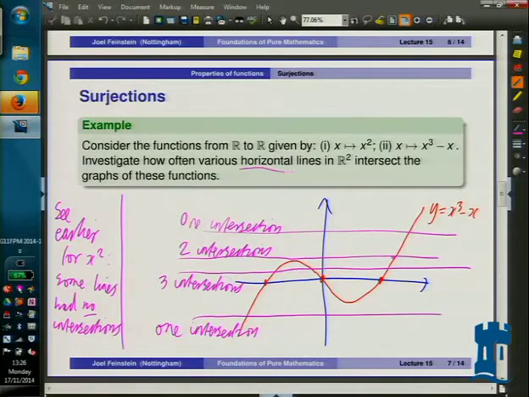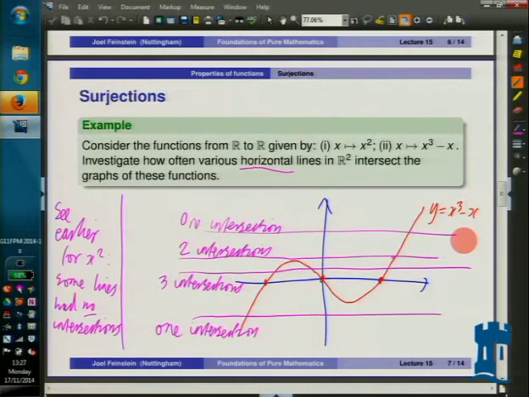Remember, it's the horizontal lines that matter. The vertical lines are very boring because the vertical lines always hit the curve exactly once, whatever function you deal with, as long as you stay in the domain. So the vertical lines are never interesting, but the horizontal lines are. So the fact that every line hits this curve x cubed minus x at least once tells you that for every y value, there's at least one x value.